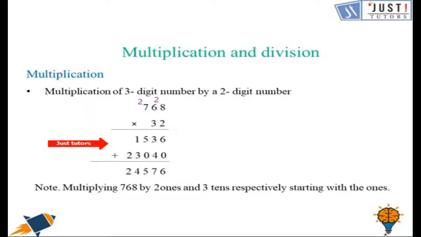And the last and final step is to add the numbers together. So that is 6 add 0, which is 6, 3 add 4 is 7, 5 add 0 is 5, 3 add 1 is 4, and 2 add nothing gives you 2.